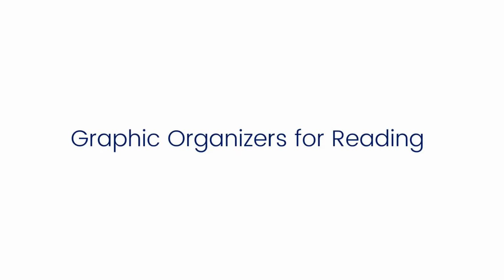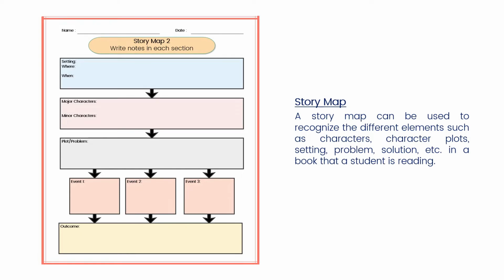Graphic organizers for reading. Story map. A story map can be used to recognize the different elements such as character plots, setting, problem, solution, etc. in a book that a student is reading.